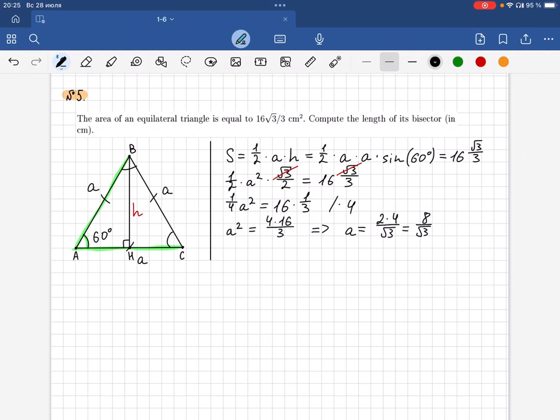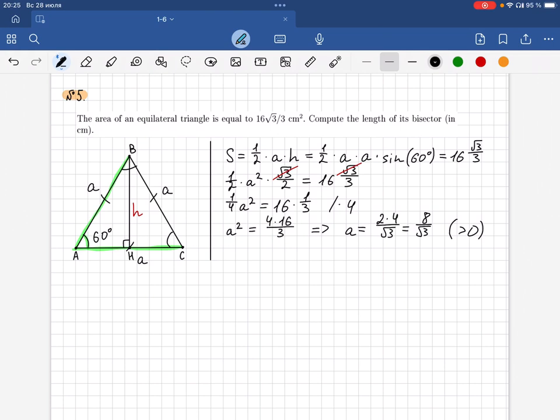One may say that, okay, but we have two solutions here. We have two A's. Yes, we have two A's. The first one is positive, the second one is negative. But since we need the length, so A is the length of a side of this triangle, then we are interested only in the positive solution.